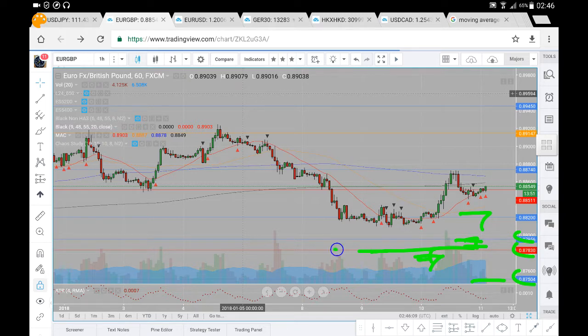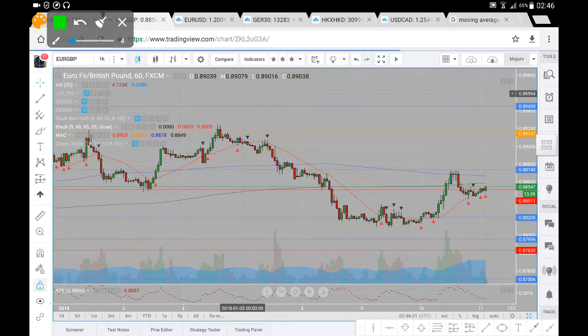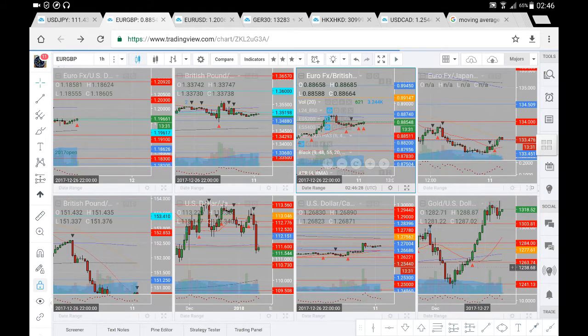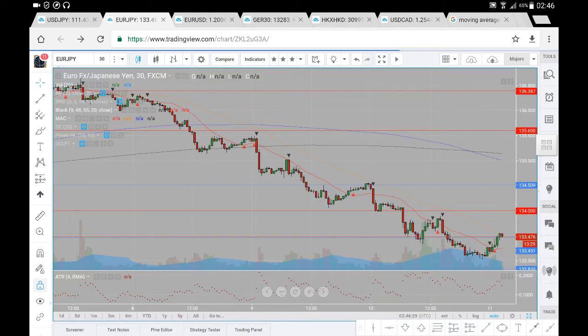Now, with that said, that should pretty much wrap up everything in regards to the 87.50, a weekly level marked out here in blue. And with that said, that should pretty much wrap up everything here on the euro pound. So let's just head over to the euro yen. Over to the euro yen we go.